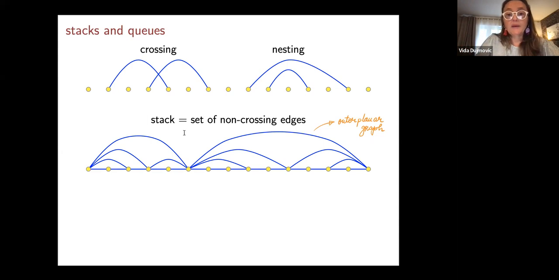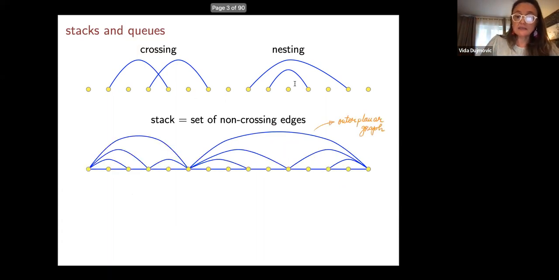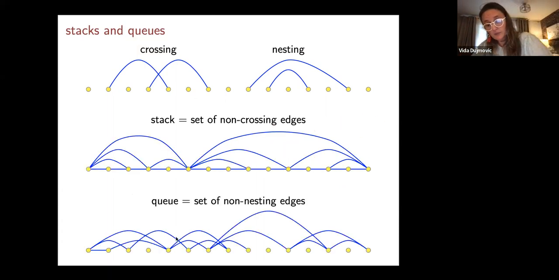Okay, what about, so this is if you forbid crossings. What about if you forbid nesting of the edges? What kind of graph can you have? You want to find an ordering such that no two edges nest. So what kind of graph has such an ordering? It turns out, okay, so here's an example of a drawing.